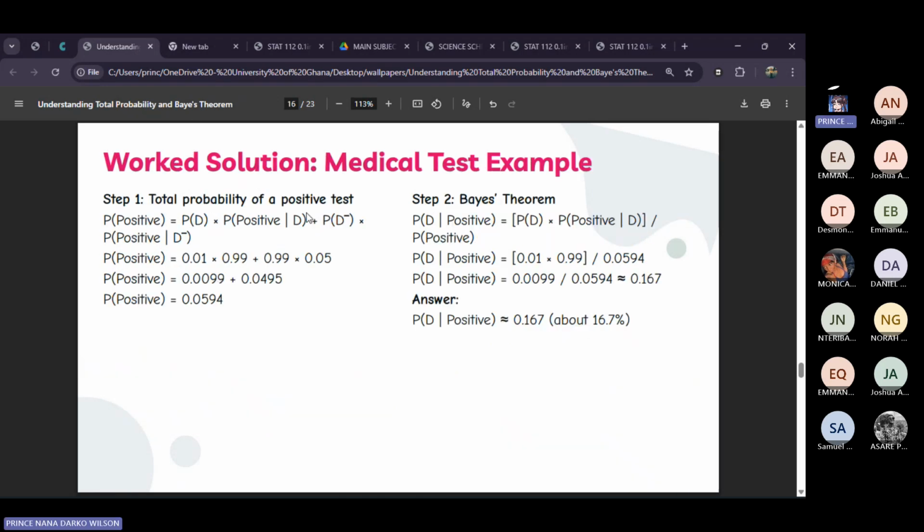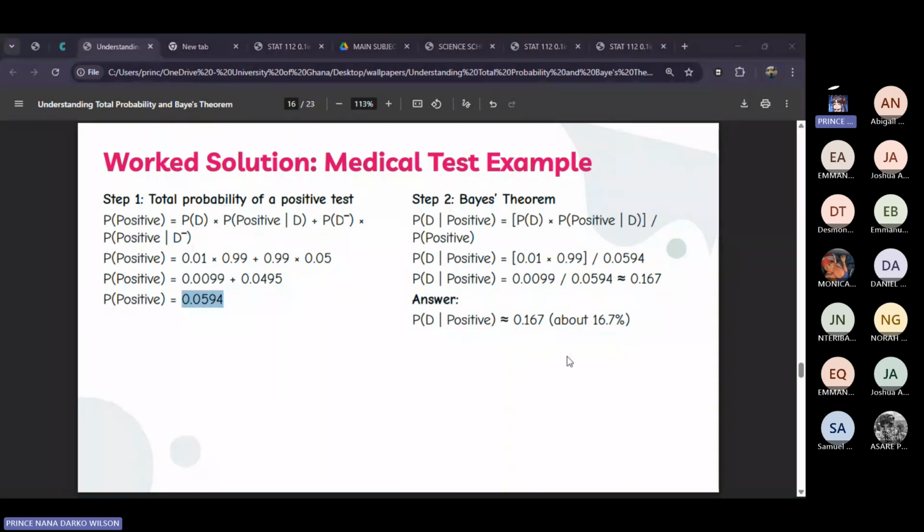So let's look at the next question. There's another working for it, so that we can see what it is like. Just the same thing that we just saw. The probability of testing positive is equal to the probability of testing positive when you have the disease, plus the probability of testing positive when you don't have the disease. That's D minus, so you don't have the disease. So that will be the probability of having the disease, 0.01, times the probability of testing positive given that you have the disease, added to the probability of not having the disease times the probability of testing positive given that you don't have the disease. Add that together, it gives you the probability of testing positive, that's 0.0594.